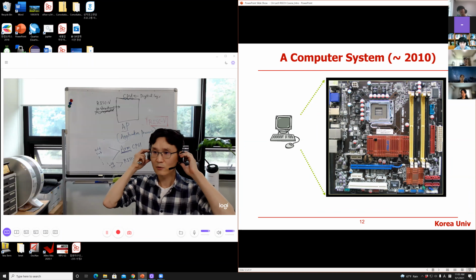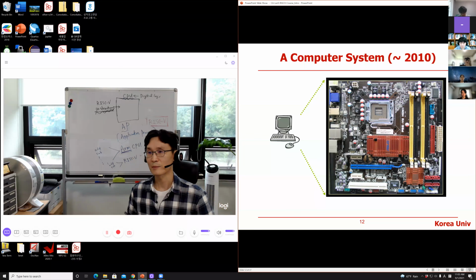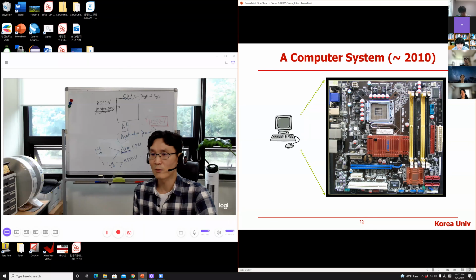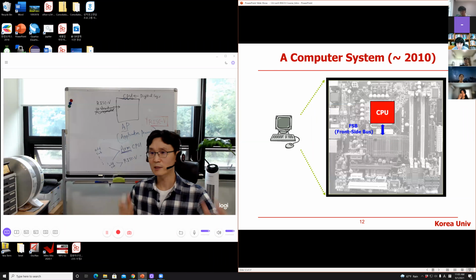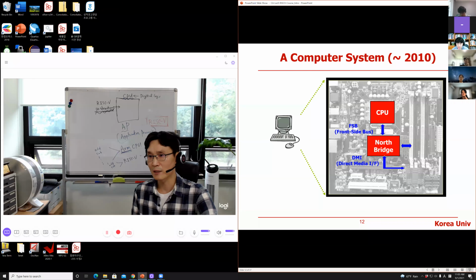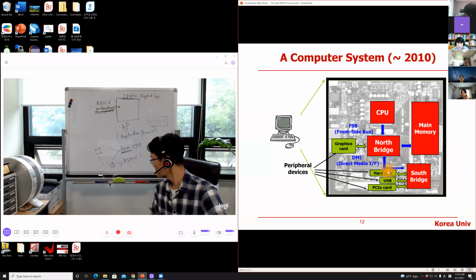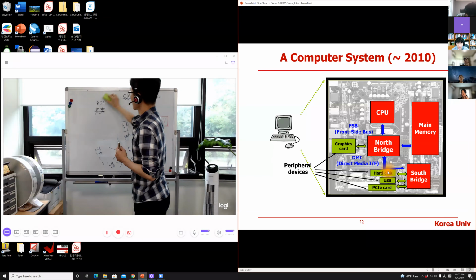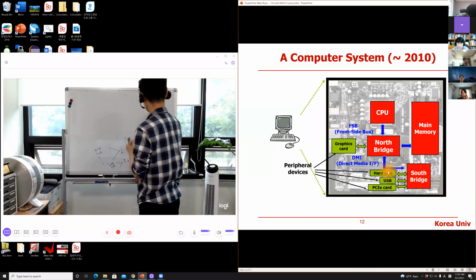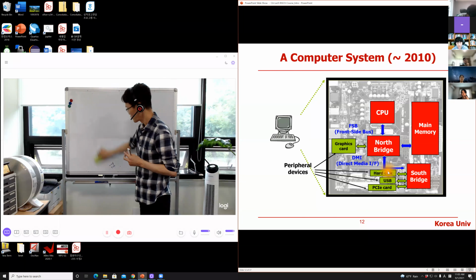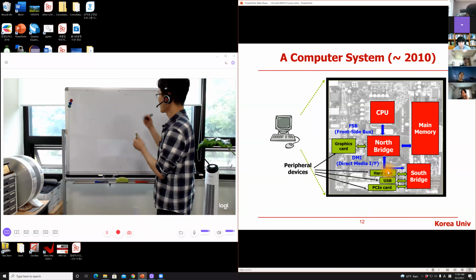Let's take a look at a general purpose computer system, a desktop system or notebook computer. That is a motherboard or main board in a computer. It has many different components, but the main components in this main board are the CPU, memory, and these green boxes, I/O devices.